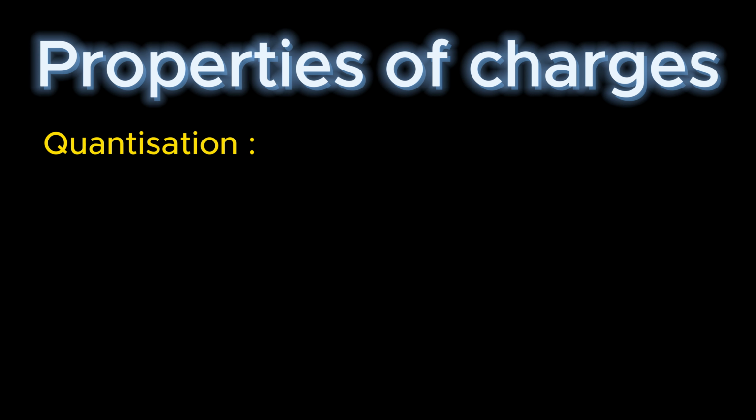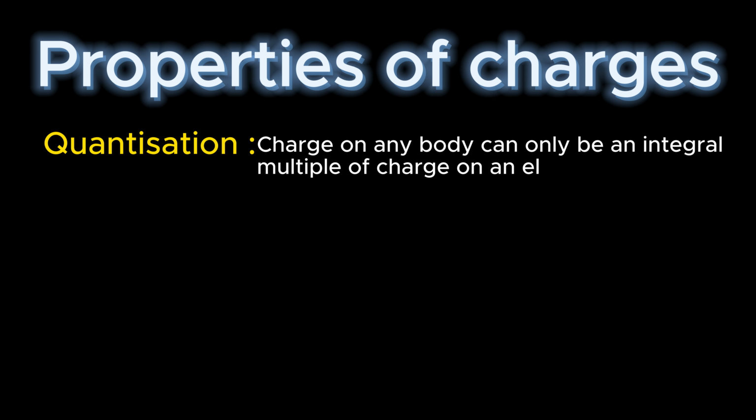Our first property is quantization of charge. This property means that the charge on a body can only be an integral multiple of the charge on an electron. What this implies is that electrons are the fundamental units of charge and fractional parts of these electrons cannot be transferred to another body.